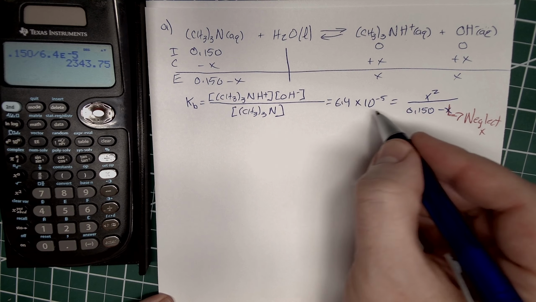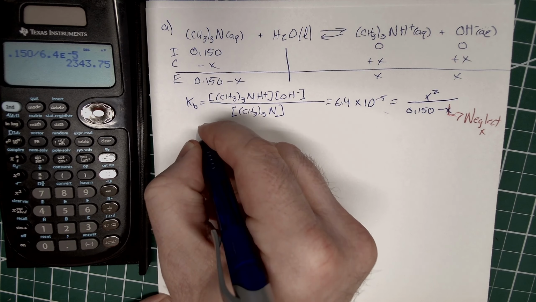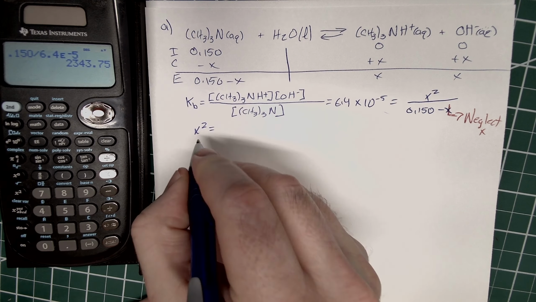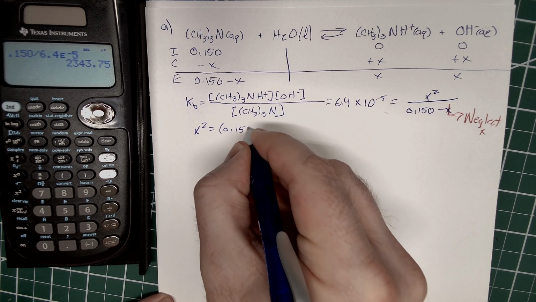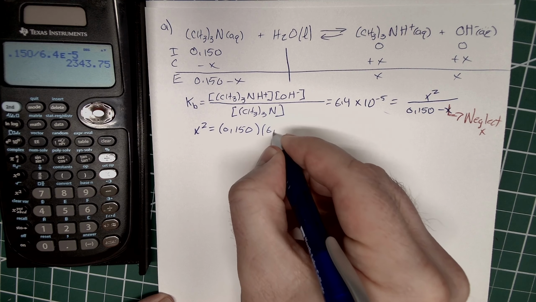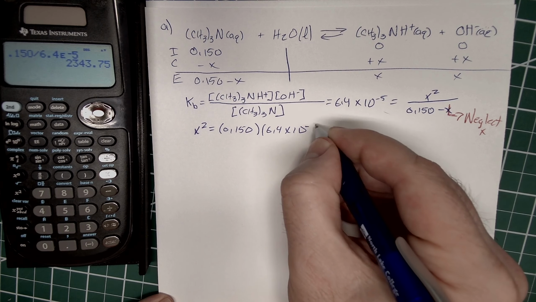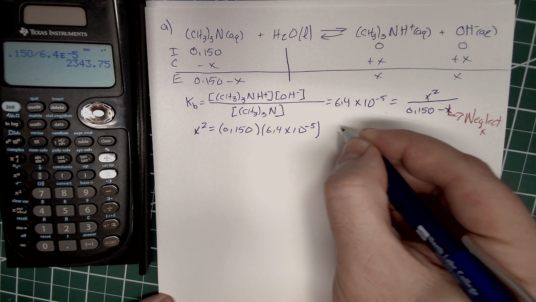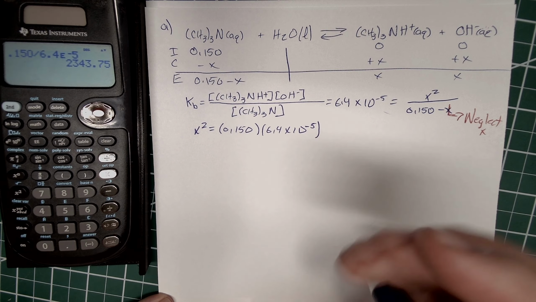All right, so I'm going to cross multiply this. We have this equation here. I'm going to cross multiply that, and that will give us X squared is equal to 0.150 times 6.4 times 10 to the negative 5. All right. And we'll multiply those out and then take the square root.